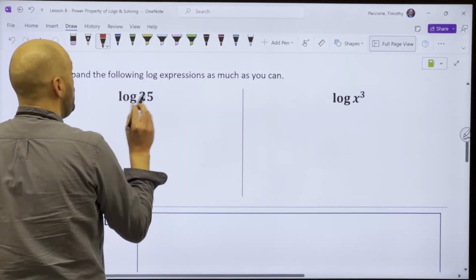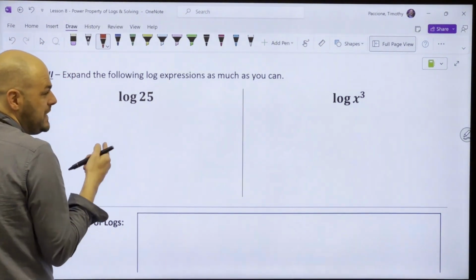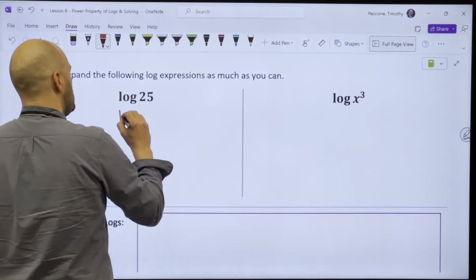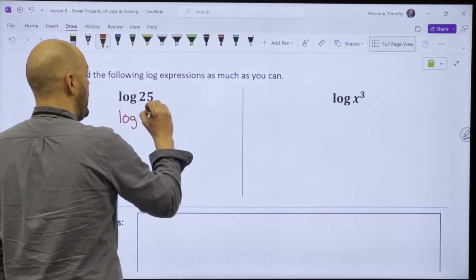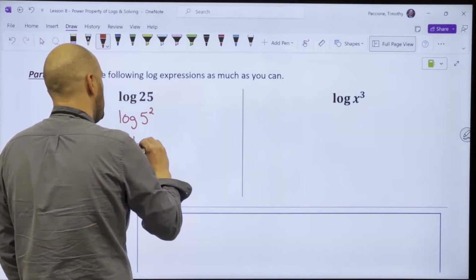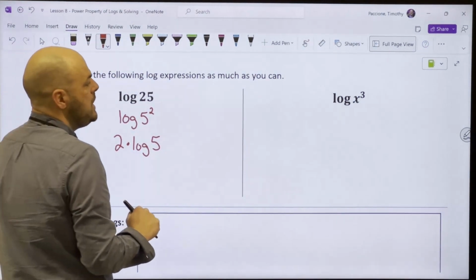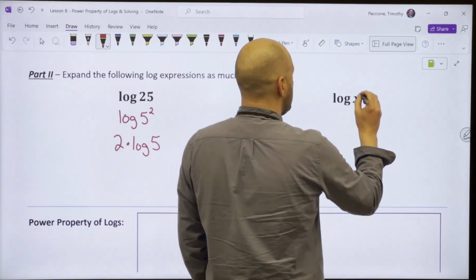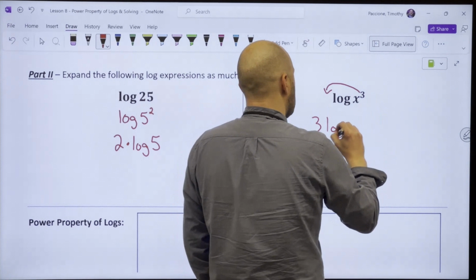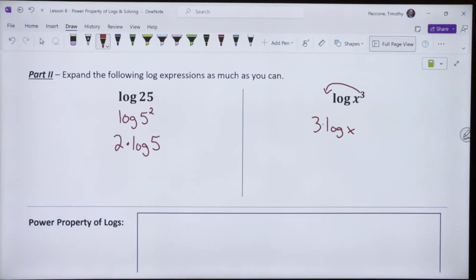Okay, so with that in mind, how could I simplify log 25? How could I, or at least change the expression to a different form? Log 5 squared, which then becomes 2 log 5. And remember, this 2 up front means multiplication. 2 times log 5, right? Now over here, even easier, I just would say 3 log x, right?